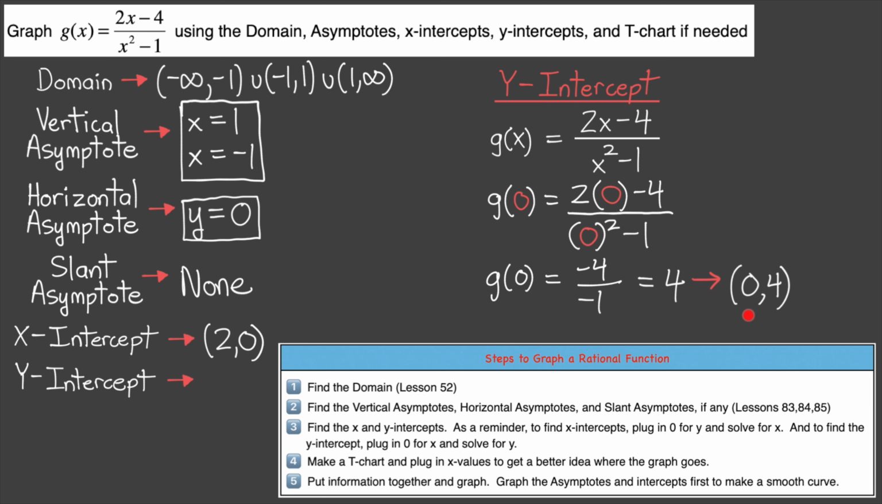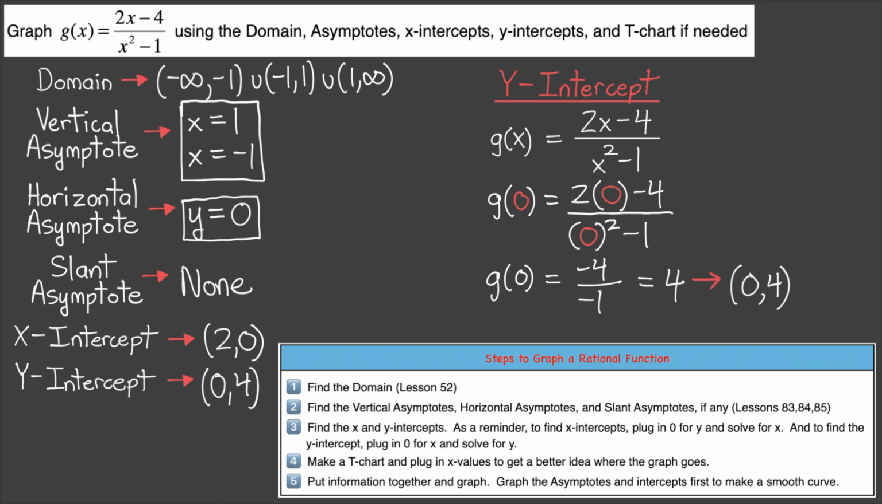Every y-intercept has an x value of 0. All right, so we'll write that over here for our y-intercepts, so 0, 4. All right, so now we have found all the information they've asked us for. And let's go ahead and do step number 4, make a t-chart and plug in x values to get a better idea of where the graph goes. And then number 5, we're going to put information together in graph.